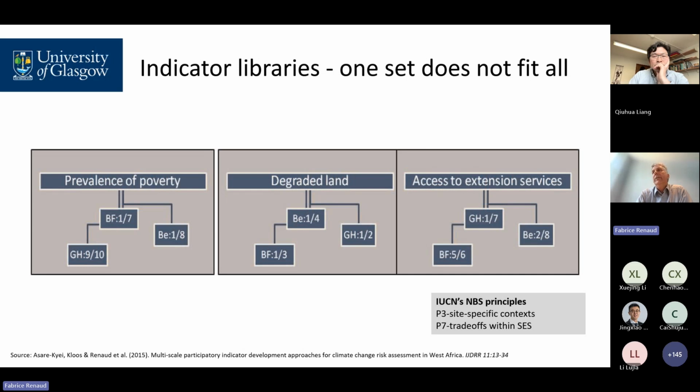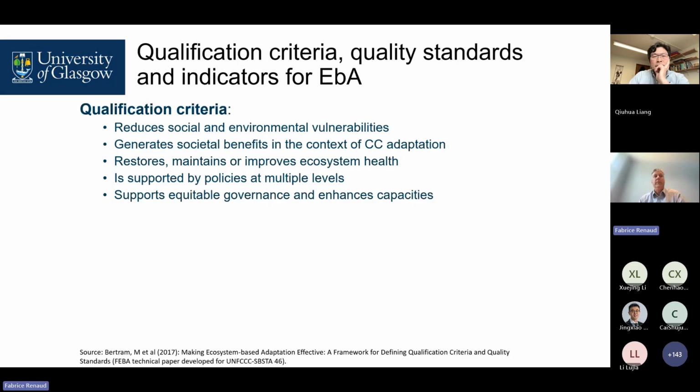The ranking that the local communities were giving to some indicators. So prevalence of poverty was ranked the first indicator out of 7 for that component in Burkina Faso, 1 out of 8 in Benin, but only 9 out of 10 in Ghana. So in Ghana, the prevalence of poverty was considered a less important indicator. Degraded land was considered a very important indicator in all countries, and for access to extension services, again, you had some diversification here. So if you were going to do a risk assessment in each of these countries, you would need to really pick the indicators that are the most significant and drop the ones that are not significant. So this is just to emphasize the importance of the locality of the assessment, both for the assessment itself and then trying to identify the solutions that you want to put in place.